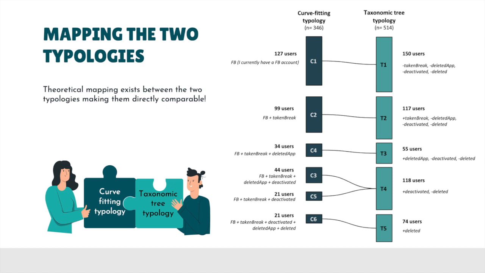A theoretical mapping exists between the two typologies. For instance, the curve-fitting type C6 maps onto the taxonomic tree type T5 because participants who had engaged in the more intense forms of non-use are also more likely to have engaged in the less intense forms of non-use. Our data shows that participants who had permanently deleted their Facebook account had also engaged in other non-use behaviors.